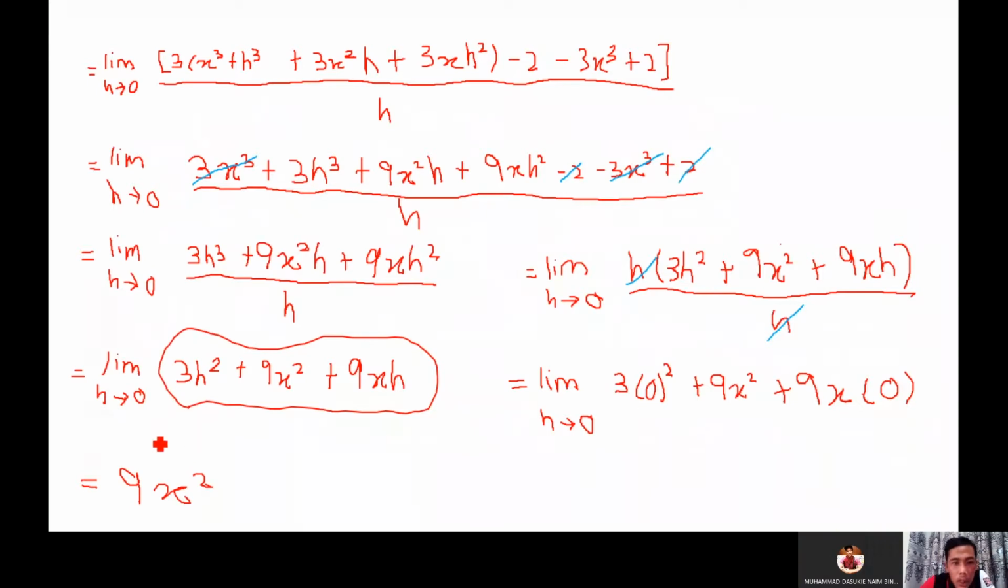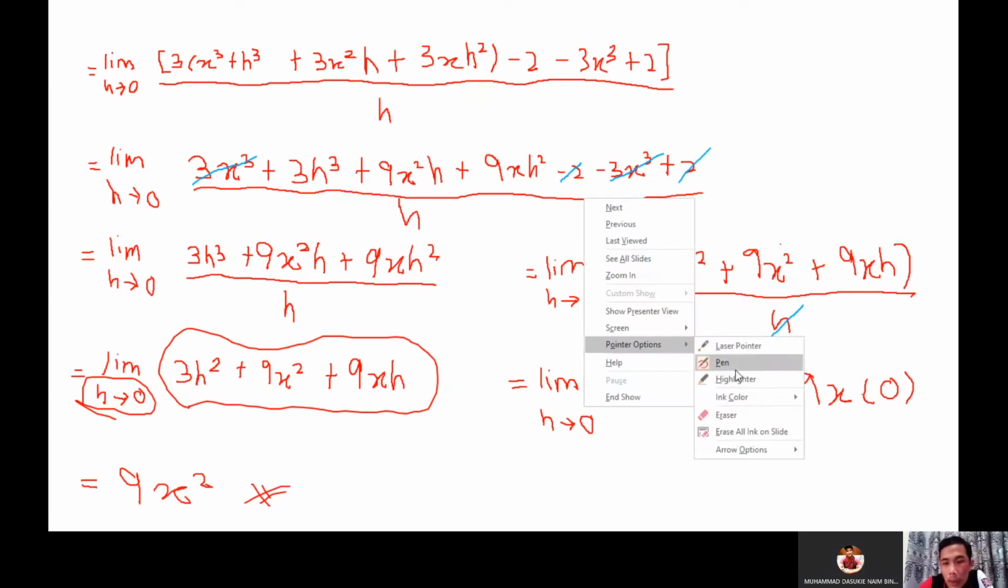Then we change the h into 0 as we see at the limit here. So we can get 3 times 0 over 2 plus 9x over 2 plus 9x times 0. So we can get the final answer, that is 9x over 2. So we go through to my friend Naim.